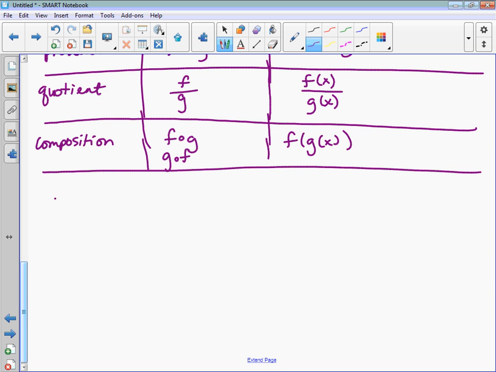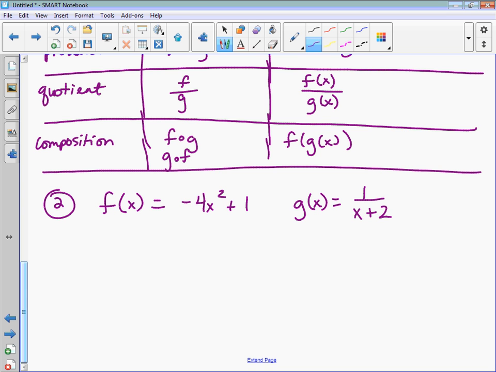All right, so let's try one. You are given f of x equals negative 4x squared plus 1, g of x equals 1 over x plus 2. Here we go. Okay. So we're going to find a lot of parts with this. The first one we're going to do is f of g of negative 1.